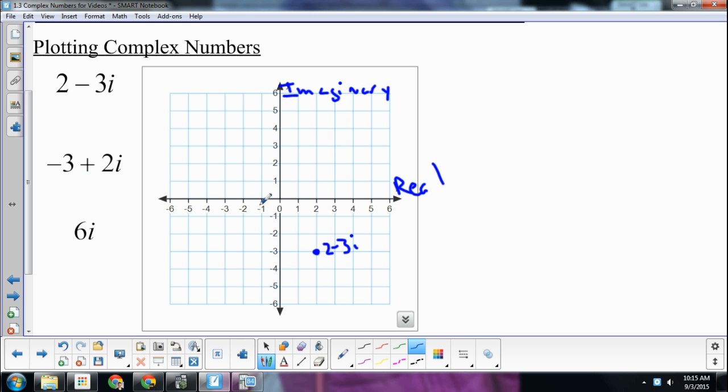Next is negative 3 plus 2i. The process works in the same fashion. Negative 3 means 3 to the left, plus 2i means go up 2, plot my point. Negative 3 plus 2i is right there.